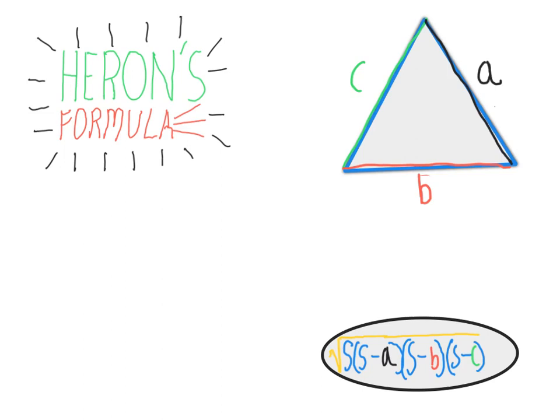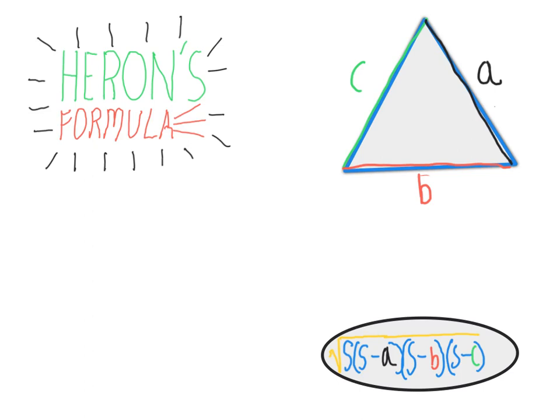Today I want to teach you a nifty formula called Heron's formula. Heron's formula was created by a man named Heron, also known as Hero of Alexandria. Heron of Alexandria was an extremely influential geometer and engineer. One of his most famous discoveries was this formula, Heron's formula.